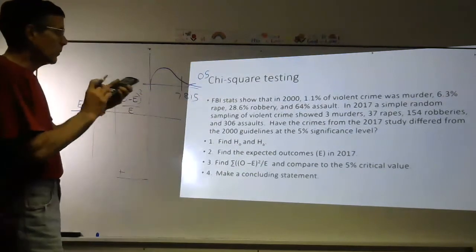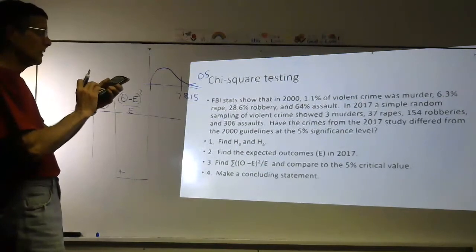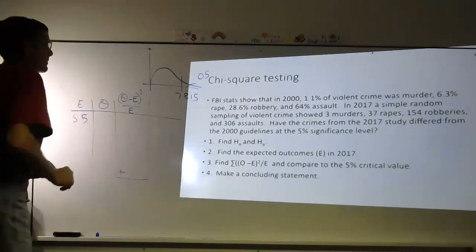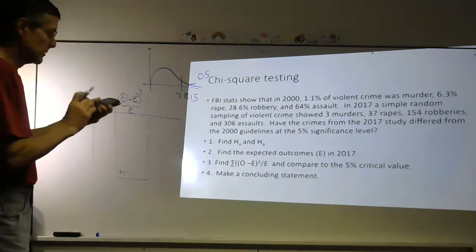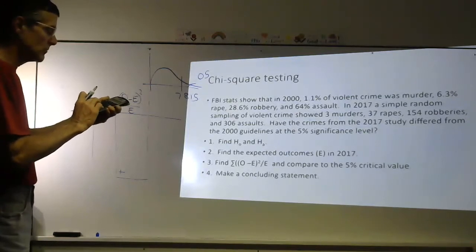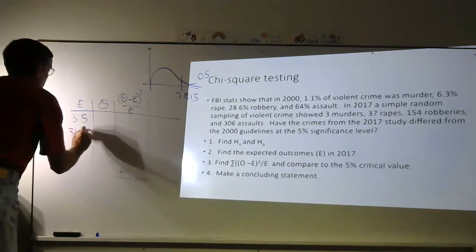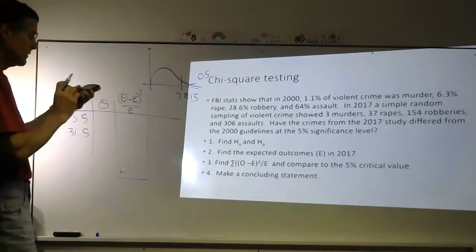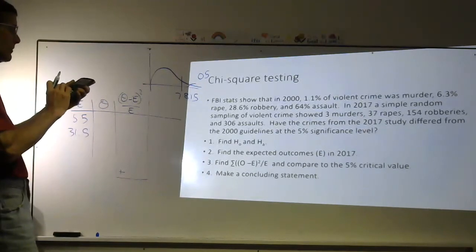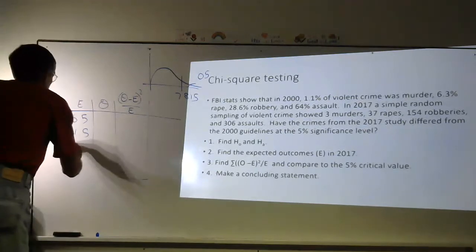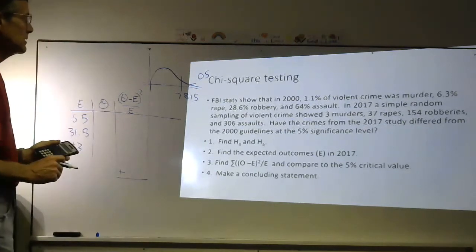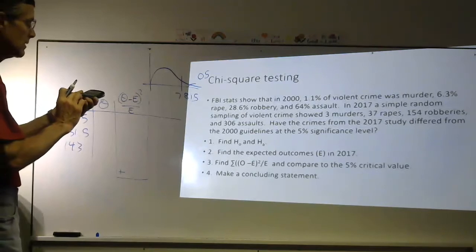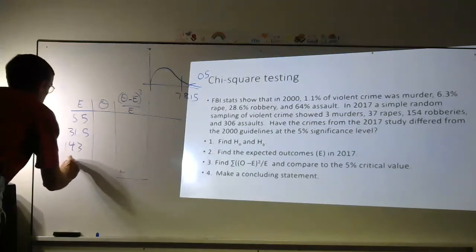Okay? 1.1%. So take 500 times 0.011. I get 5.5. Okay, how about for rape? Take 500 times 0.063. How about everybody seeing that okay? Looks good. How about robbery? 500 times 0.286. Lots of those. And the most would be assault. So we want to take 500 times 0.64. I think that's 320. Is 320.